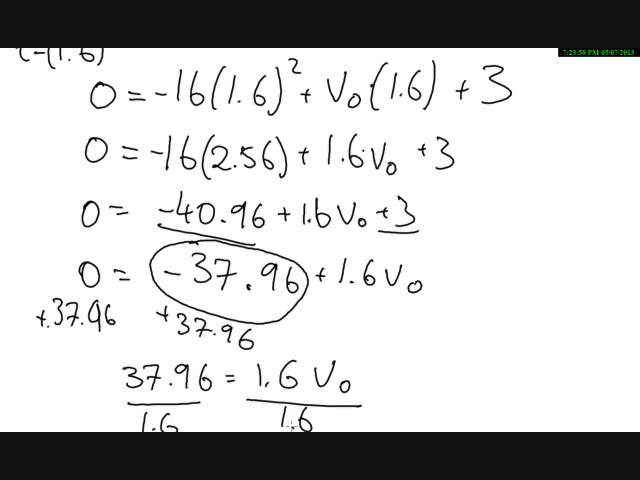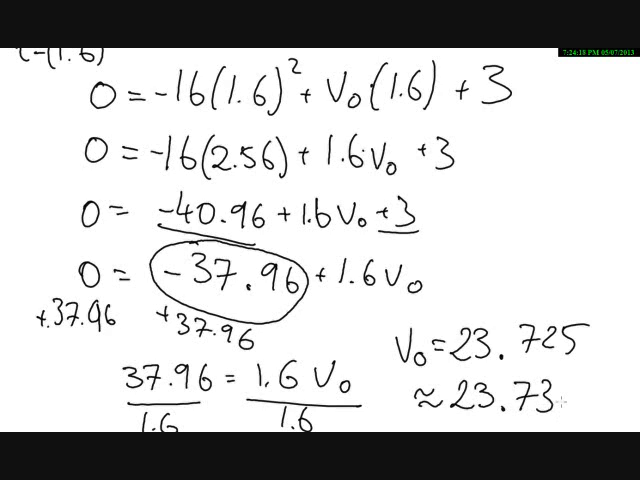Now 37.96 divided by 1.6 comes to about 23.73. So our initial velocity was about 23.73, so we can round it off. So that's how fast it was. Basically, the initial velocity was 23.73 feet per second.